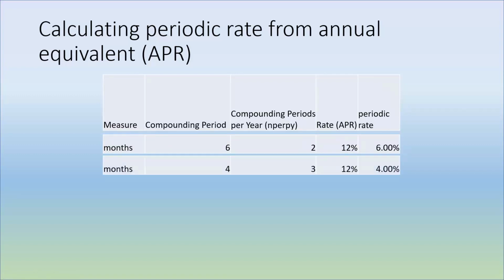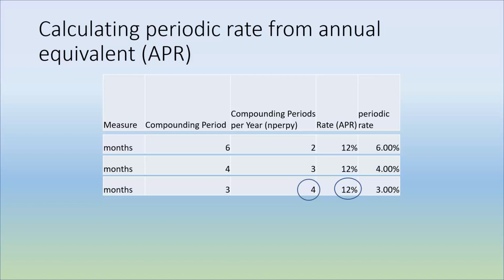If the measure is monthly and the compounding period is 4 months, then there are 3 such 4 months in a year. If the APR is 12, given that there are 3 such periods per year, the periodic rate will be 4%. Next, if the measure is still months and the compounding period is 3 months, so it's a quarter, there are 4 such quarters in a year, and therefore the rate of 12% divided by 4 quarters will give us 3%.